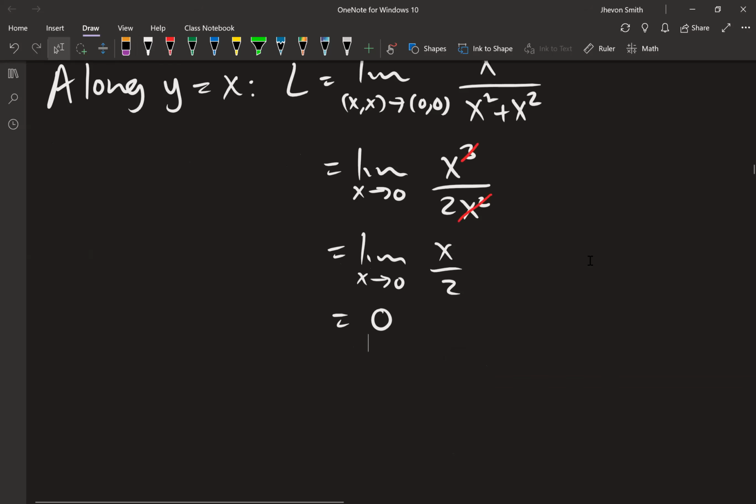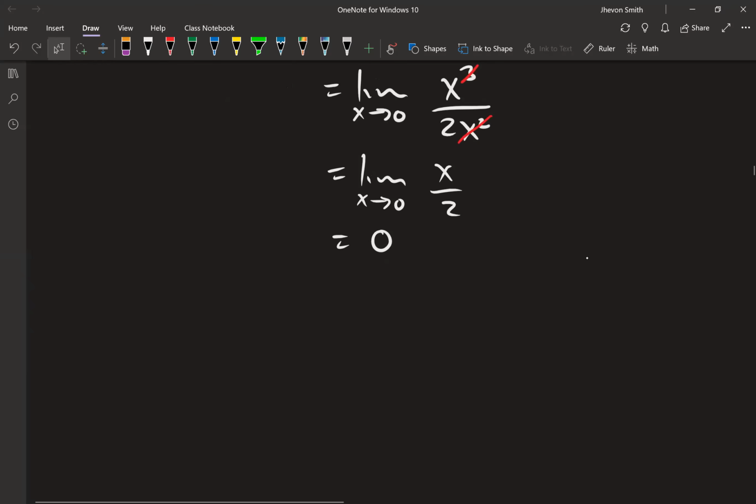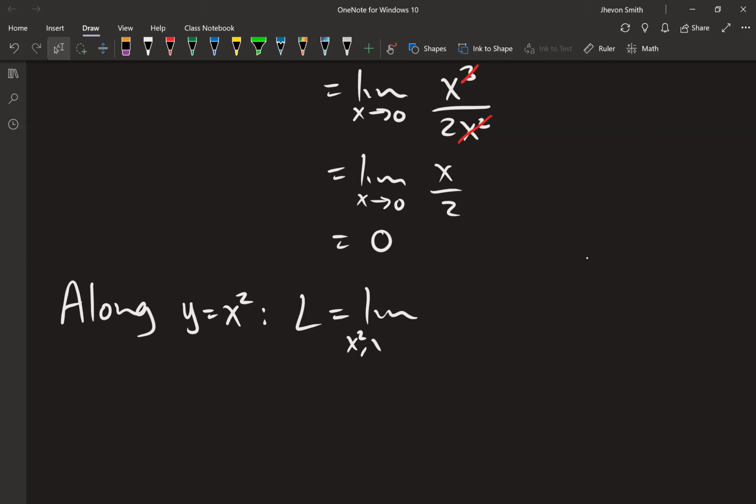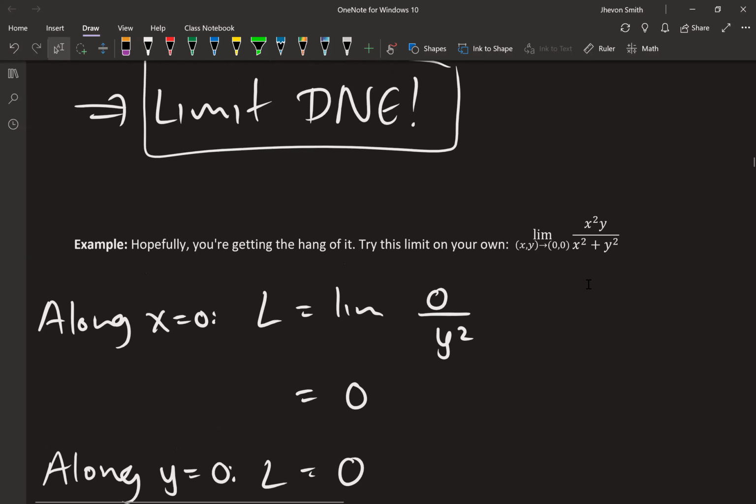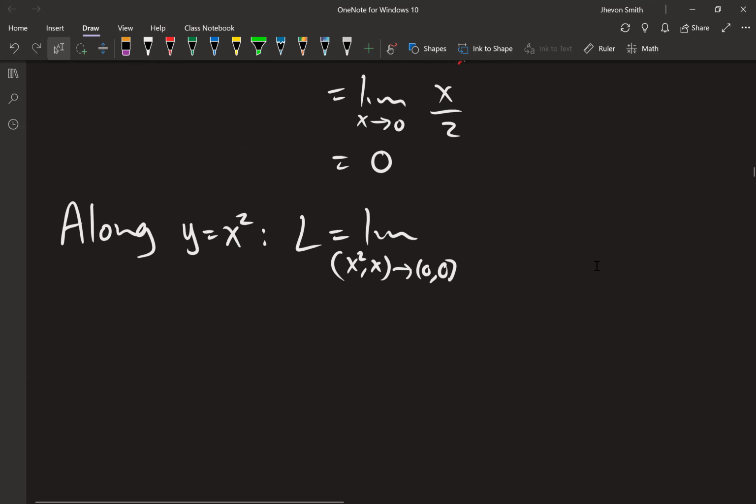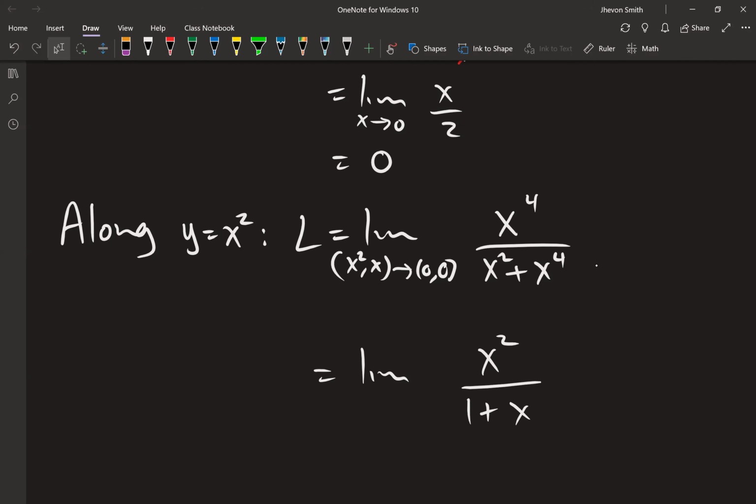X squared equals y. Okay, so along y equals x squared, if I do y equals x squared, that would give me x to the 4th on the top and x squared plus x to the 4th on the bottom. Then I'd be able to factor out an x squared and cancel. And that gives me 0 again. Still getting 0.